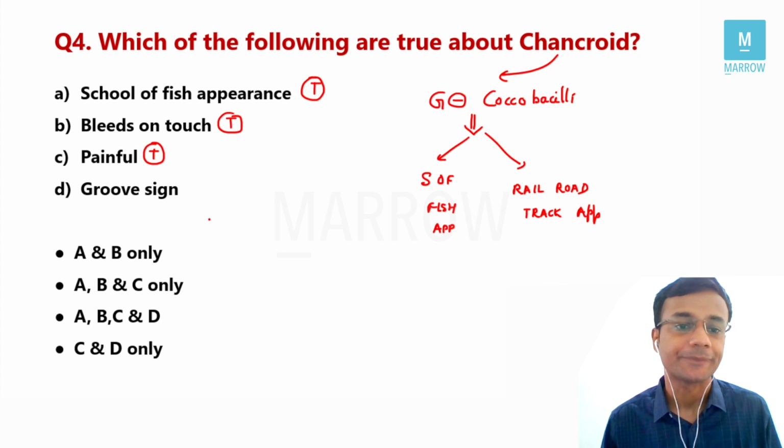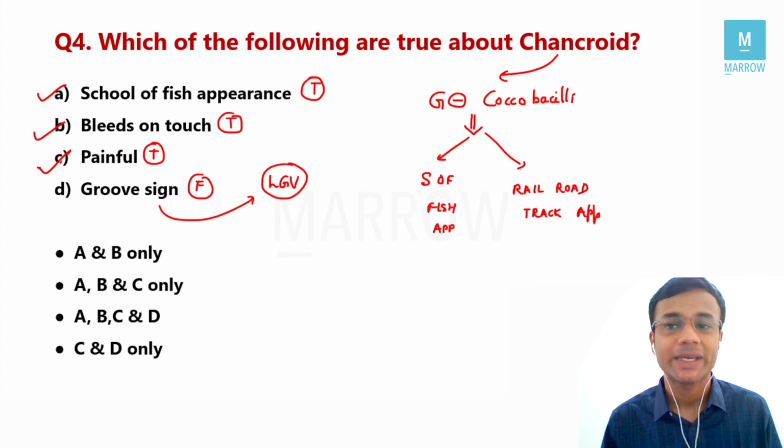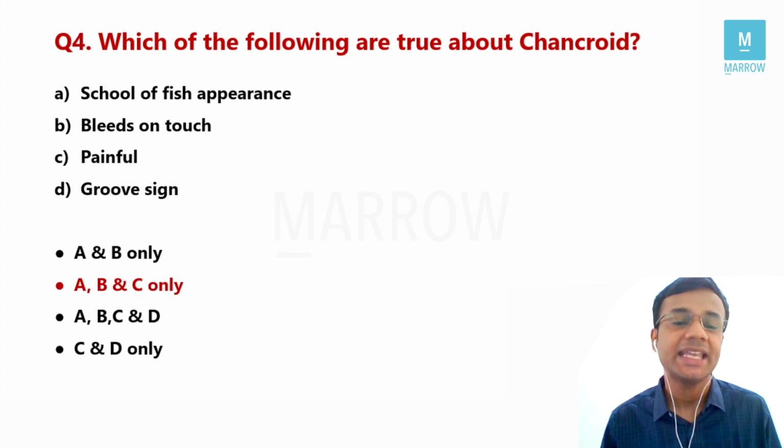What about groove sign? Now groove sign is the false statement. It's because groove sign is produced by Chlamydia trachomatis as a manifestation of lymphogranuloma venereum. So in lymphogranuloma venereum you get groove sign. So what is the answer here? A is correct, B is correct and C is correct. That is why the correct answer here is going to be ABC only.